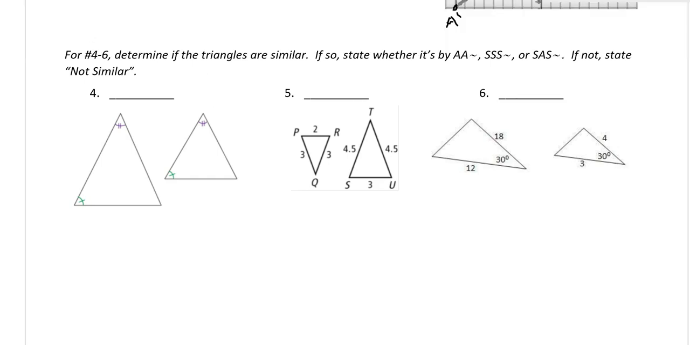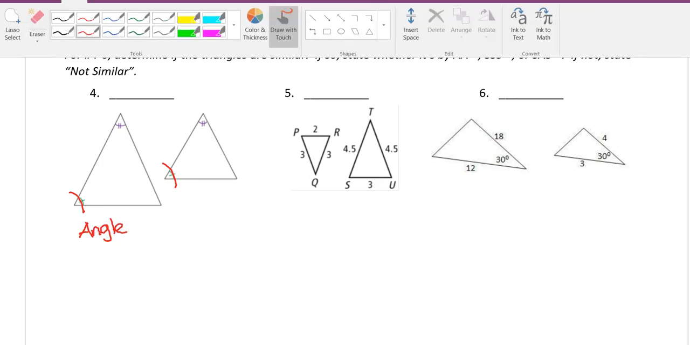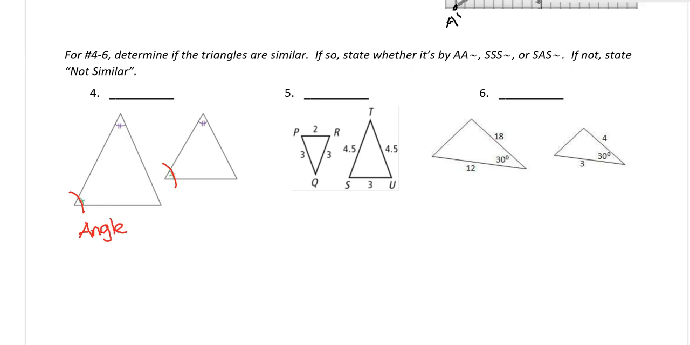Looking at number 4, the first thing I see is that this angle is congruent to that angle. So I have one angle there. They have the same marking. And then this angle with the 2 lines in it is congruent to that angle. That's my second angle. So yes, these are similar by angle-angle. That's all it's asking me for.